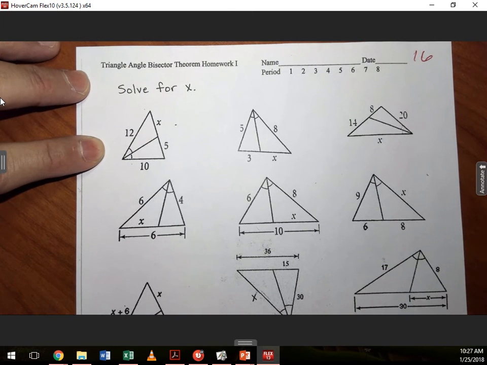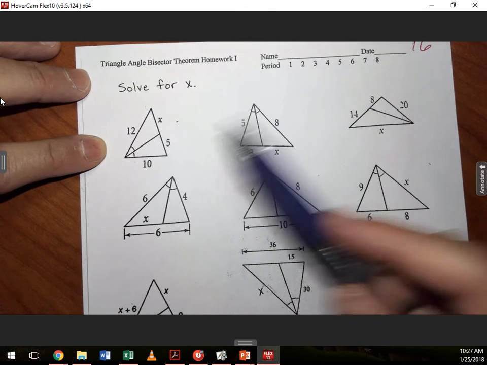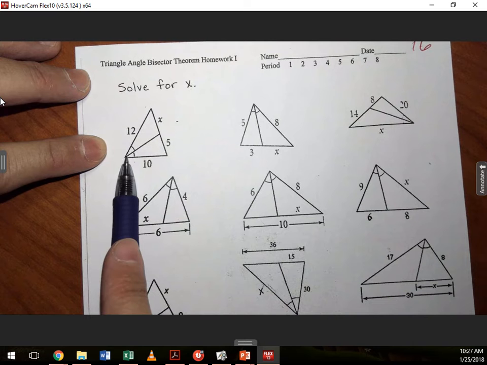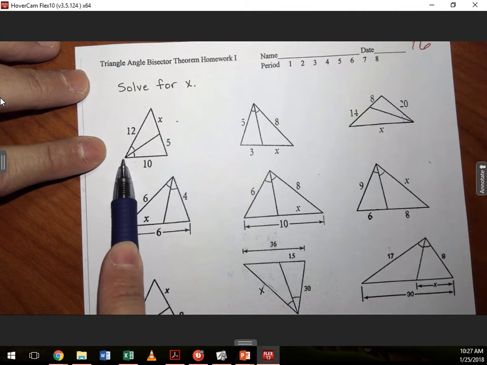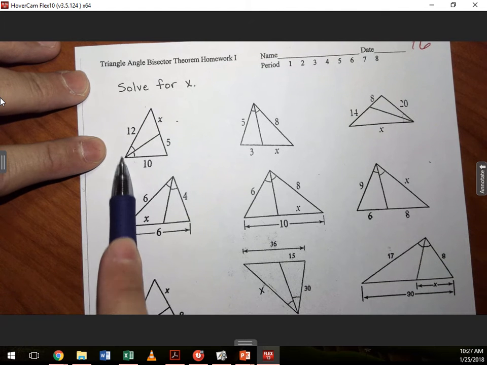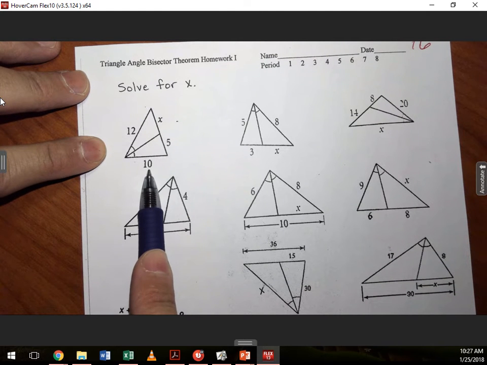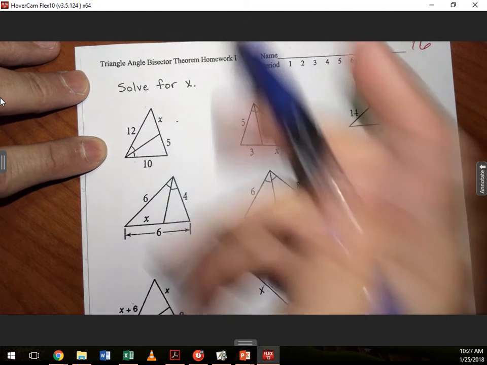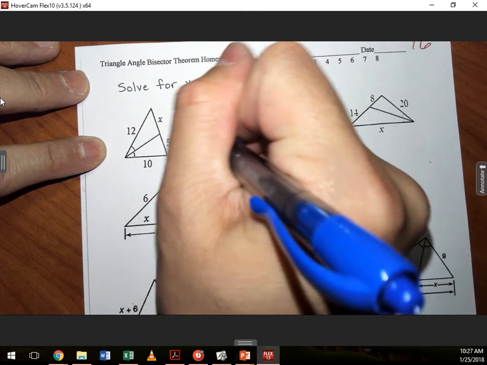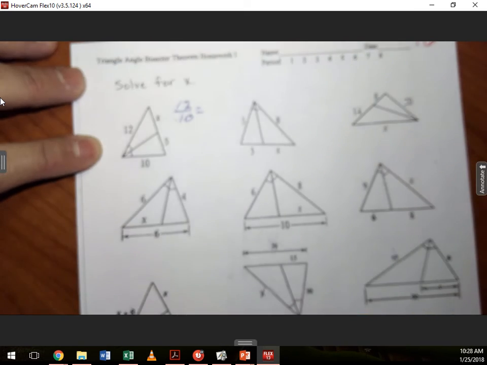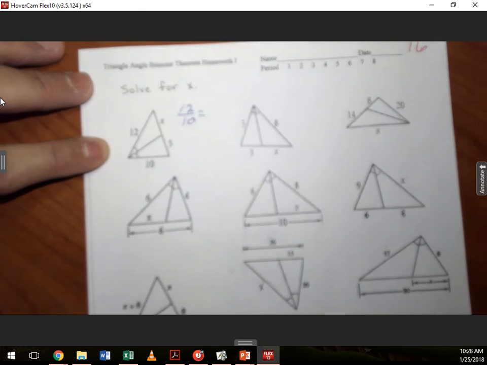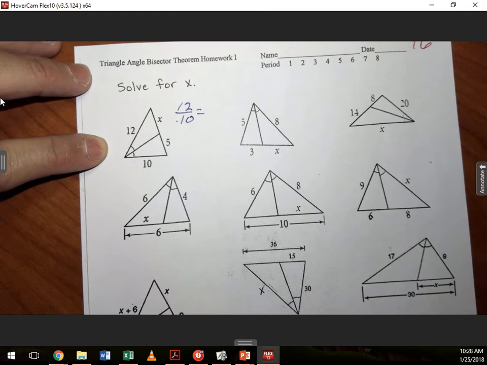12 and 10. Why? Because someone said it, or? Yeah. Okay. Do you notice we start here. This is my angle that's bisected, right? My two legs attached to that angle are 12 and 10. That's what I start with, okay? 12 over 10 equals. Now, this next part is crucial because depends on how you set up your first one, your second one has to go with that one.